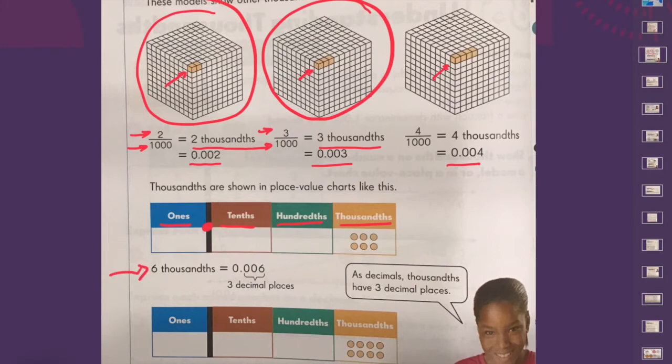So if we had 6 thousandths, that would be 0.006. There are no tenths, there are no hundredths, but there are 6 thousandths. Again, down here, if we have 8 thousandths, we have 0 tenths, 0 hundredths, but 8 thousandths.